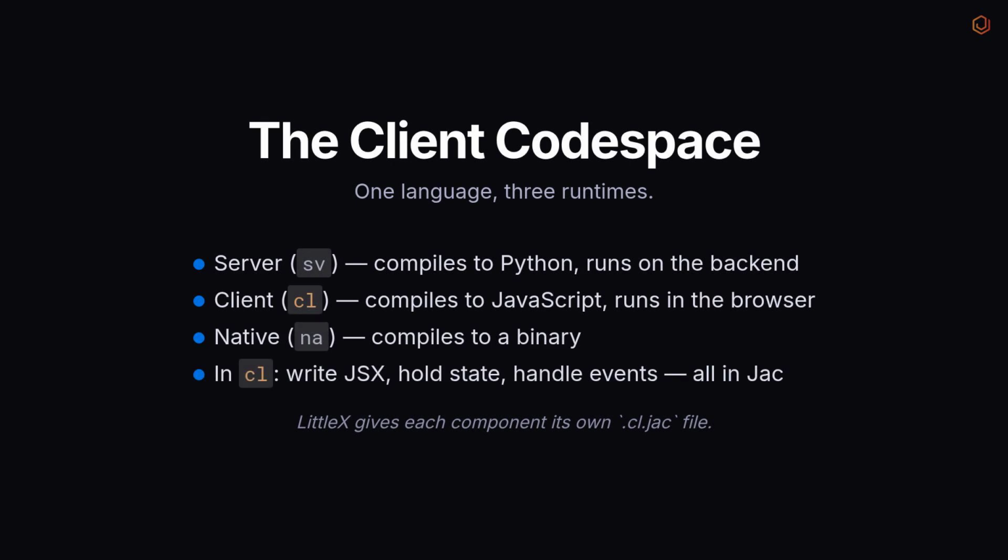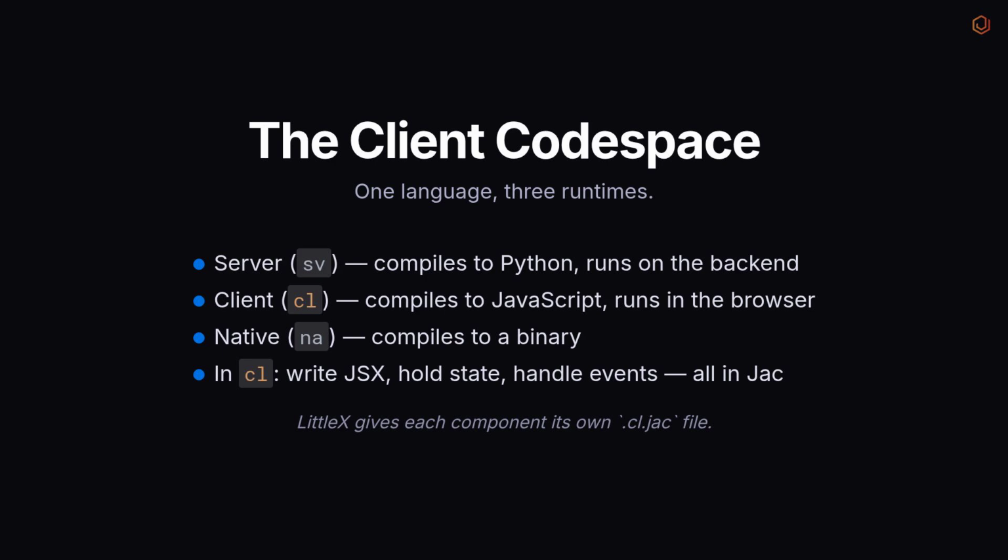Jac code runs in 3 places. Server code compiles to Python. Native code compiles to a binary. And client code, the client code space, compiles to JavaScript and runs in the browser. You mark it with a CL block, or give a whole file the client extension. Inside, you write JSX, hold state, and handle events, all in Jac.